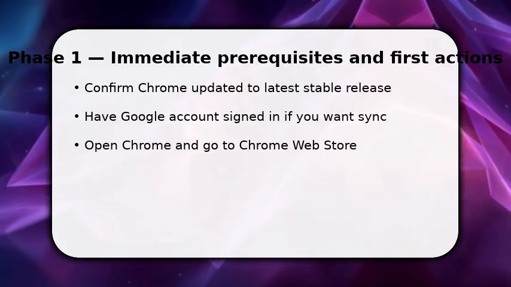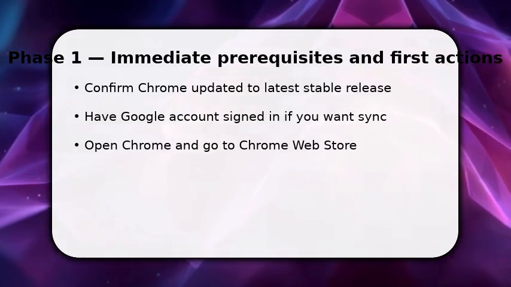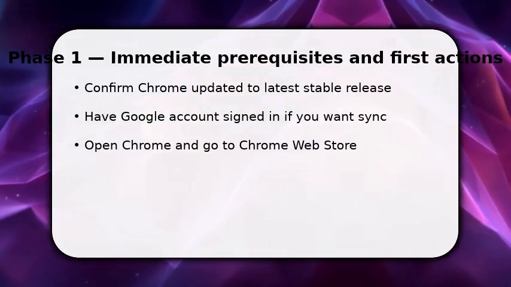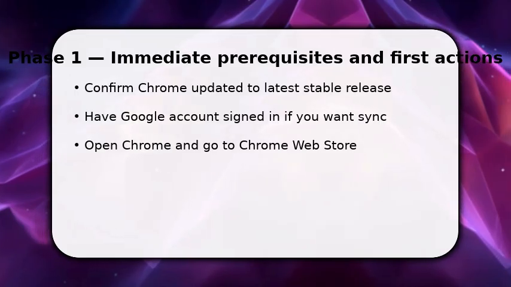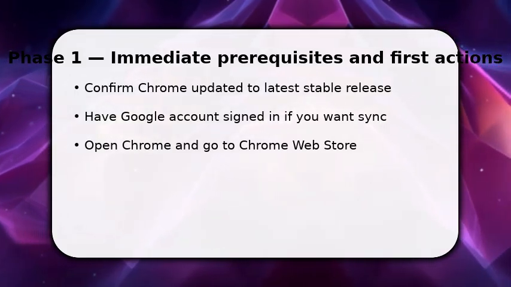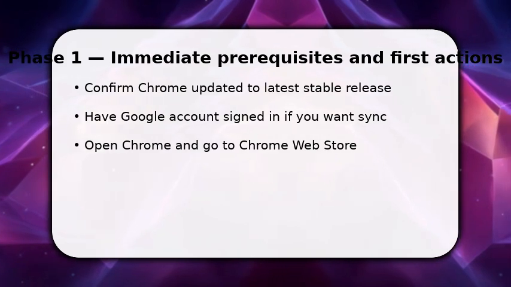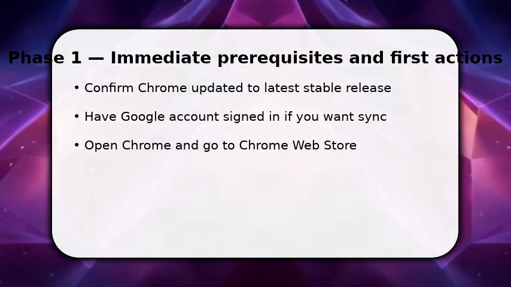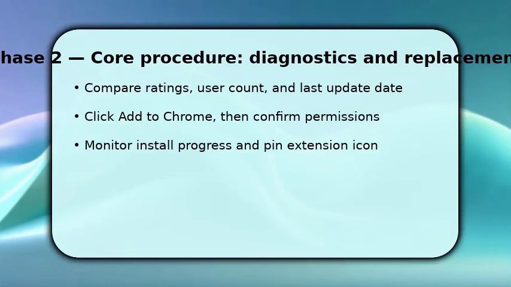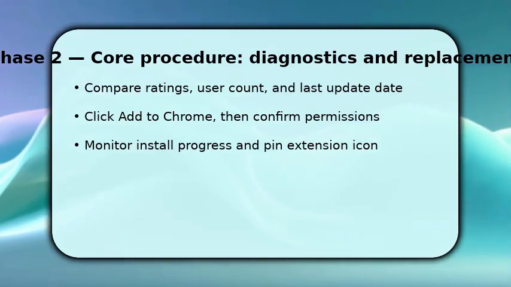You're ready to search. Type Ad Blocker in the store search field, then scan ratings and reviews for reliability. Make sure to prefer extensions with many users and recent updates. Trust signals matter. You'll compare a few top options by rating, user count, and last update. This tells you which is actively supported.